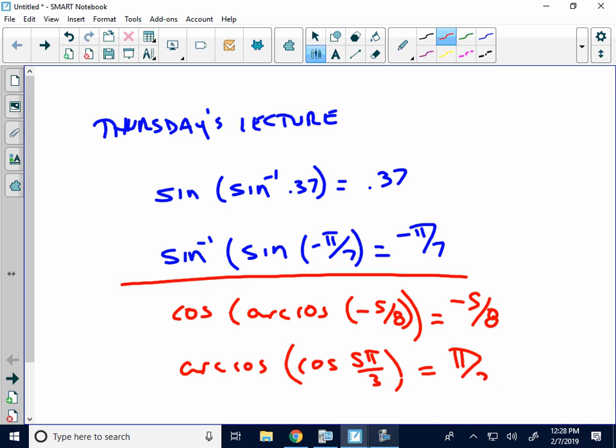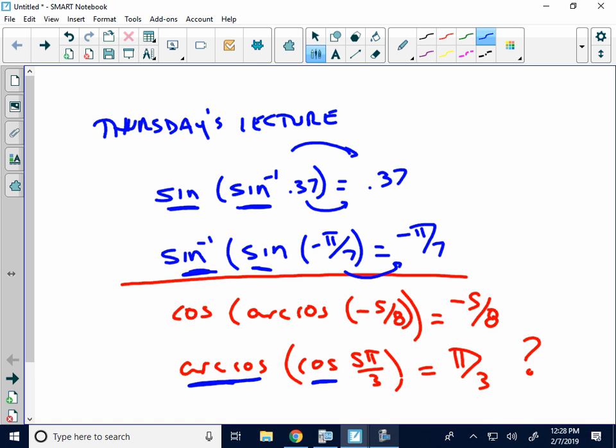And so the first question is, what's going on here? Why is it that sometimes functions and their inverses undo each other, right? The inverse and the function, they undo each other, but sometimes they don't. So here they don't undo each other. You don't get 5 pi over 3. You only get pi over 3.